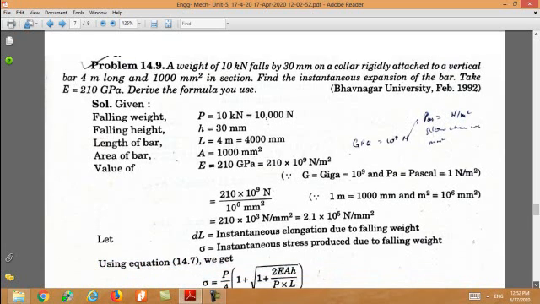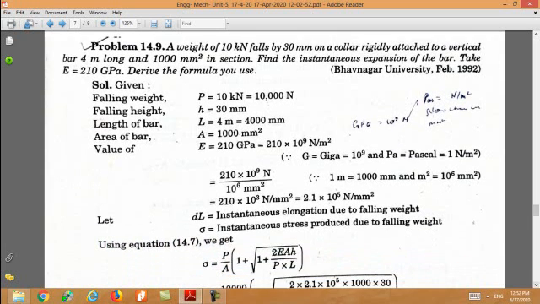So solve the question. What is the difference in this question? The weight is falling from some distance. It means it is the case of impact loading, so we will use the formula for impact loading. E is given as 210 gigapascal, so convert into Newton per millimeter square. You know 1 giga is equal to 10 to the power 9. So the total value is 2.1 into 10 to the power 5.